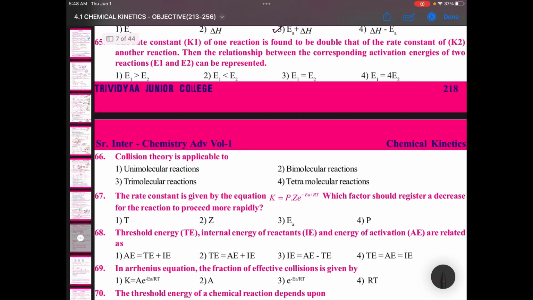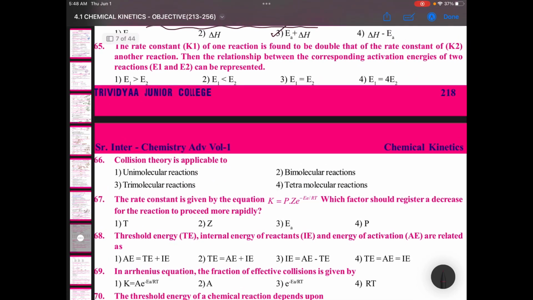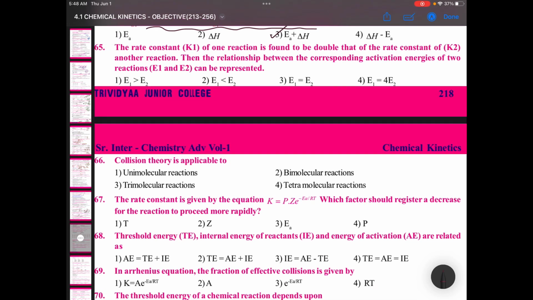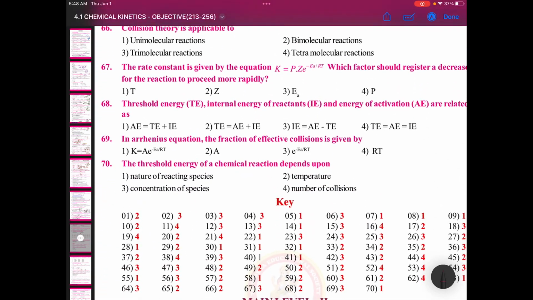The rate constant K1 of one reaction is found to be double the rate constant K2 of another reaction. Rate constant K1 is double, means the rate is very fast. When the rate is very fast, activation energy is very less. So when K1 is greater than K2, double that of the rate constant K2, that means E1 is less than E2. Simple logic. When rate is more, activation energy is less.